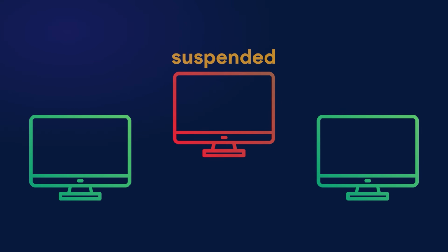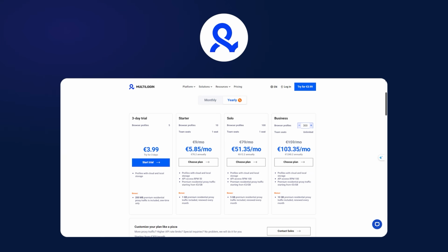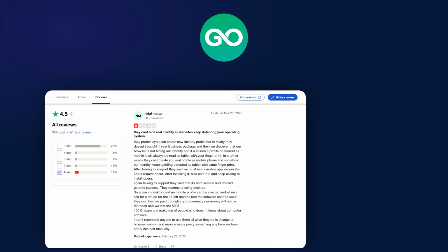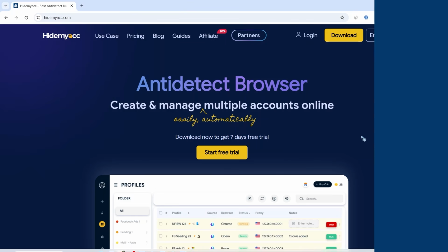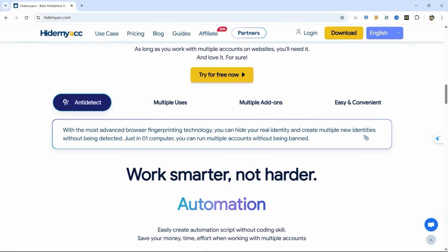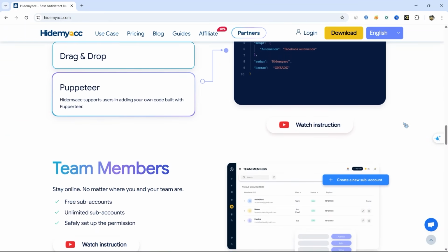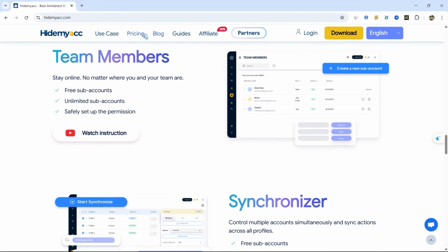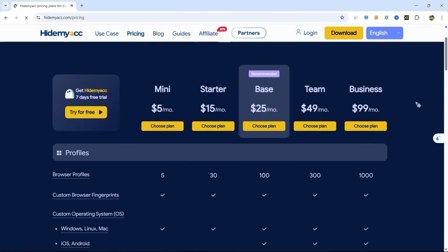There are many companies providing this service in the market. The most famous ones are Multi-Login and GoLogin. However, Multi-Login is expensive and doesn't offer a trial version. GoLogin often encounters technical issues, and many people have given poor feedback. You can check out Hidemyacc tools, which have similar quality to Multi-Login but at half the price. Hidemyacc's browser fingerprint database is also fully updated with the latest market information. The plans are flexible, suitable for both individuals and businesses.